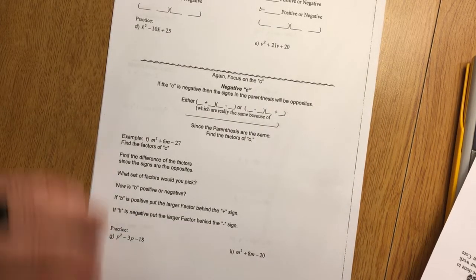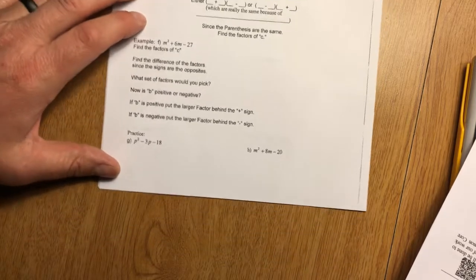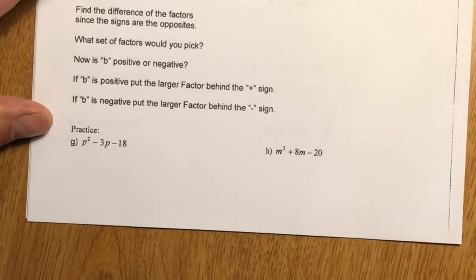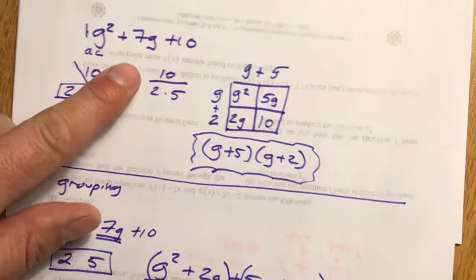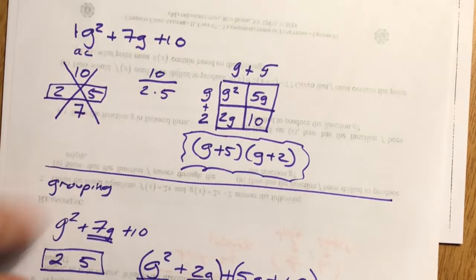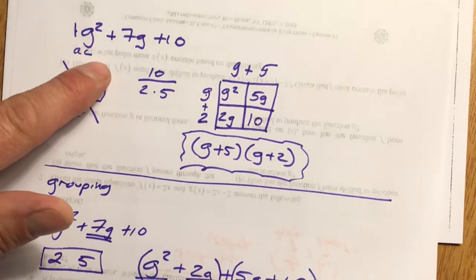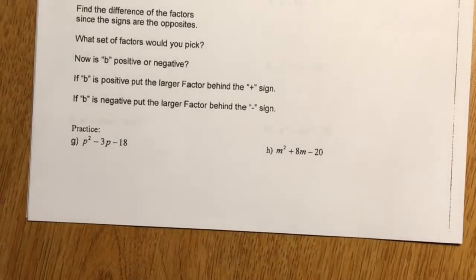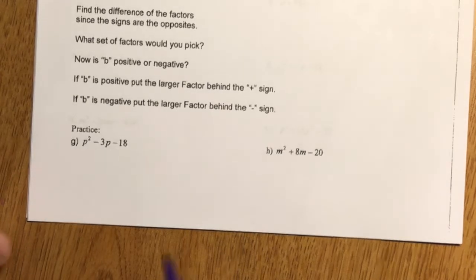All right, let's go down here and look at what happens. The last two that we did, if you notice, the signs are plus and plus. Those are the easiest ones to do, when you have a positive middle term and a positive last term. It does get a little more difficult when you start getting into different signs and things like that.